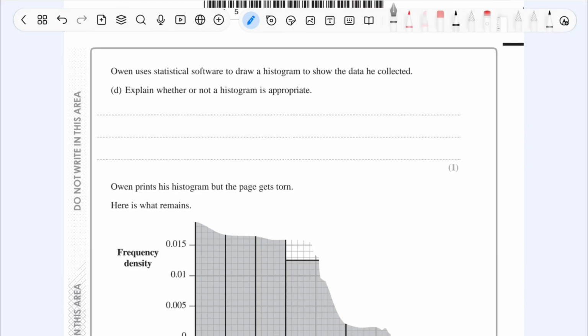Owen uses statistical software to draw a histogram to show the data he collected. Explain whether or not a histogram is appropriate. Well, we already said that earlier, that a histogram is appropriate because a bar chart is used for discrete data and a histogram is used for continuous data, so you can say yes. Now you'd also get a mark if you said that they're grouped data.